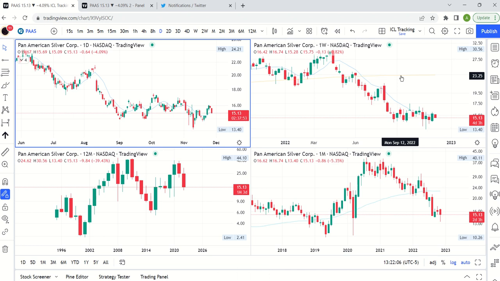We're doing the individual silver miners series. This is Pan American Silver, PAAS. I will say, not to bury the lead, this one looks horrible. So let's jump into it.